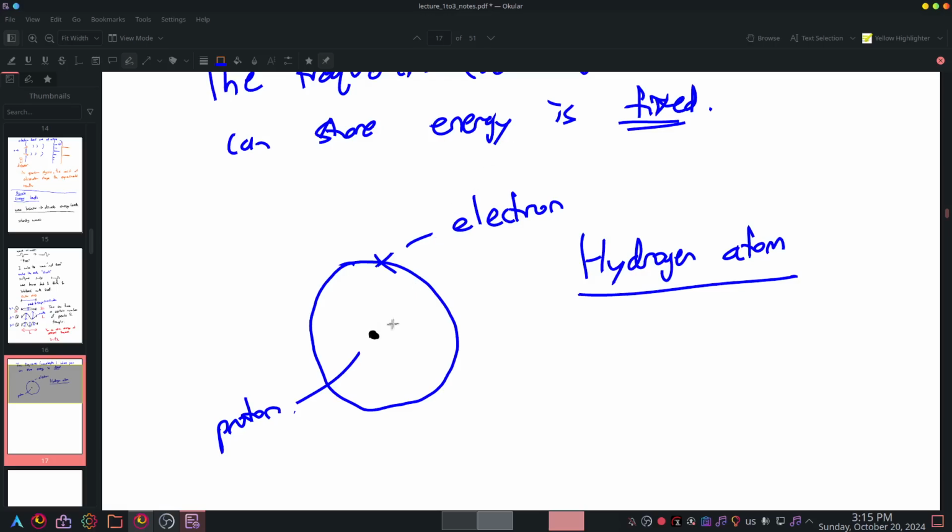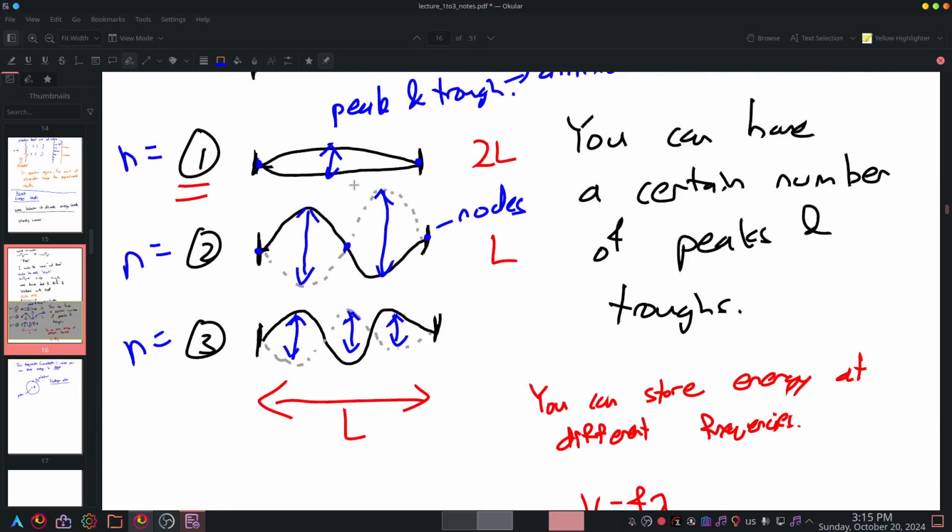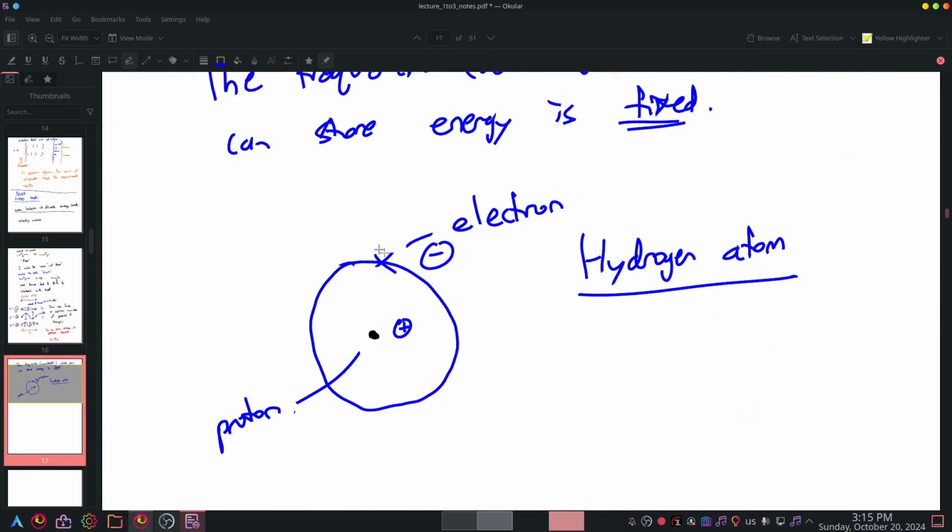So the proton is what? Positively charged, right? The electron is negatively charged. Okay, why doesn't the electron fall back into the proton? It is basically because of this standing wave thing. The electron's only allowed to vibrate at some certain frequency. That's why it's a quantum effect that prevents it from falling into the proton.